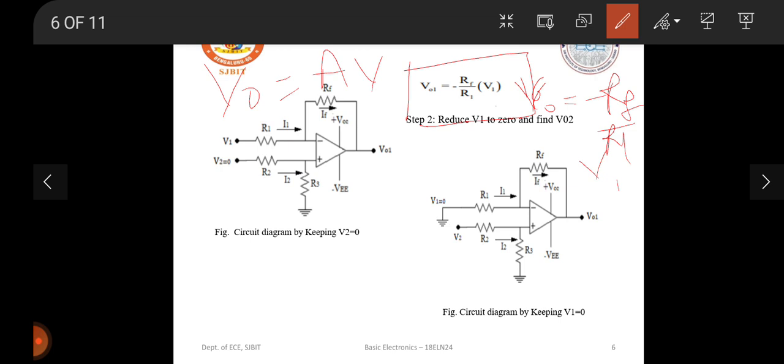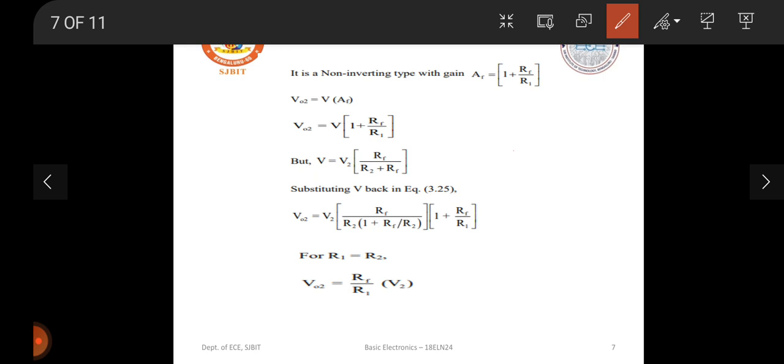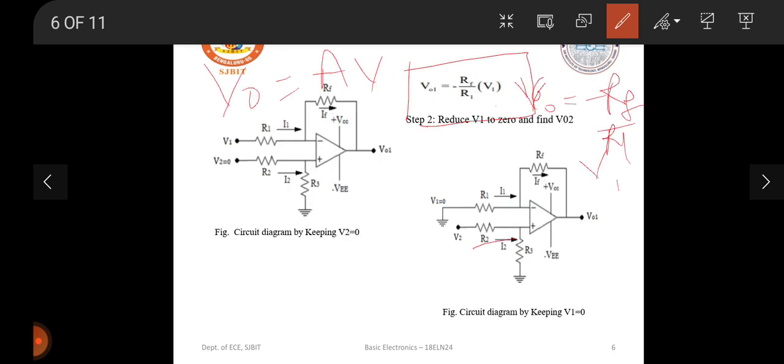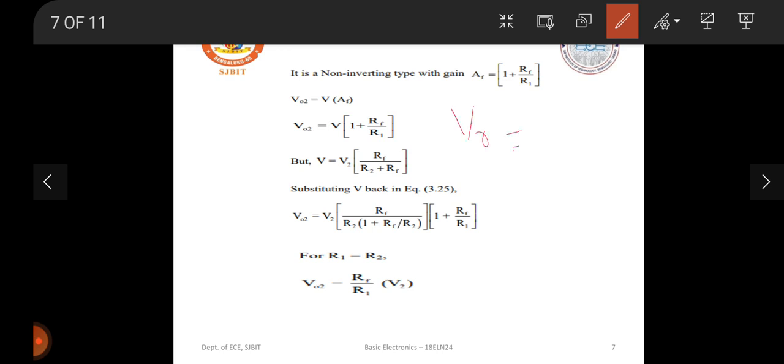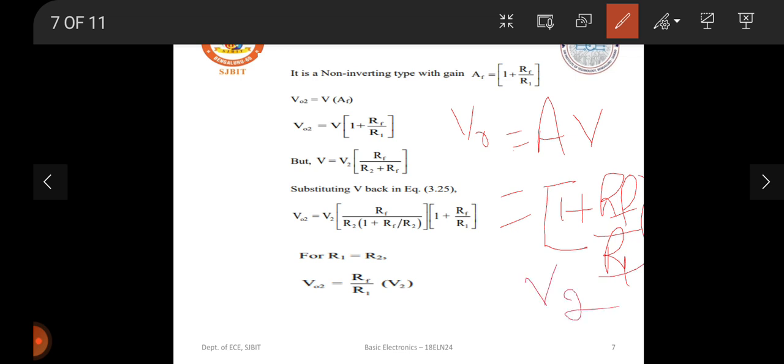Now similarly, let us reduce V1 to 0 and let V2 remain, and let's find out V02. When we find V02, the input is applied to the non-inverting terminal. Now as a result, my output voltage is V0 is equal to A into V, where A is the non-inverting amplifier gain, given by 1 plus RF by R1, into V, where V is nothing but my input voltage V2. Substitute, so let's solve for V02. With all the substitution, it is RF by R1 into V2.